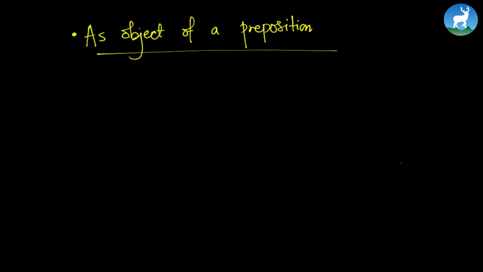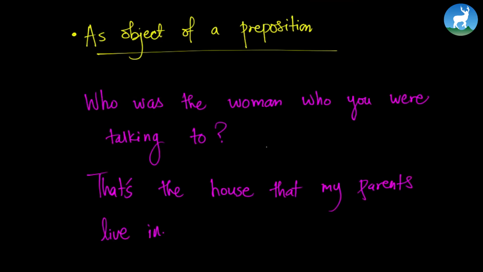So what is that? Let's find out. Let's look at these two examples. Who was the woman who you were talking to? After the verb comes the preposition. That's the house that my parents live in. After the verb comes the preposition. So the preposition always comes after the verb. Now the relative pronoun is acting as the object of a preposition. Who was the woman who you were talking to? So this who is acting as an object of the preposition. That's the house that my parents live in.